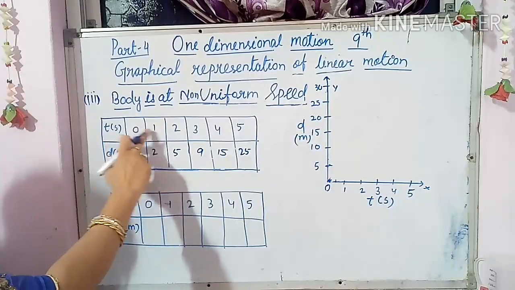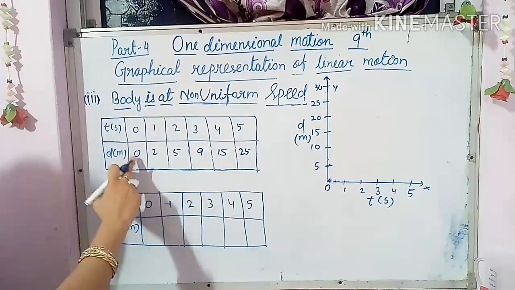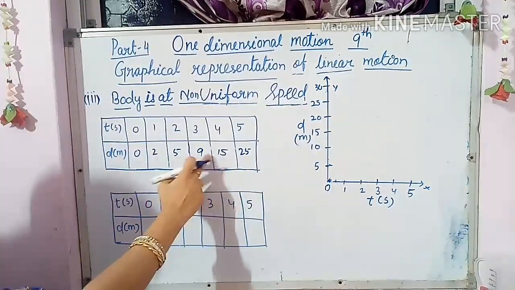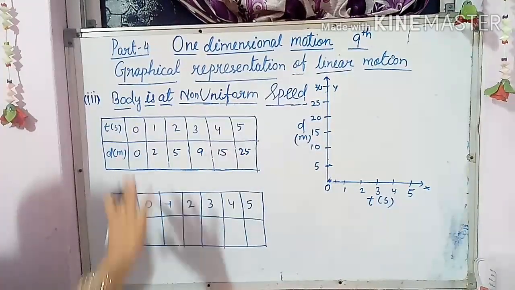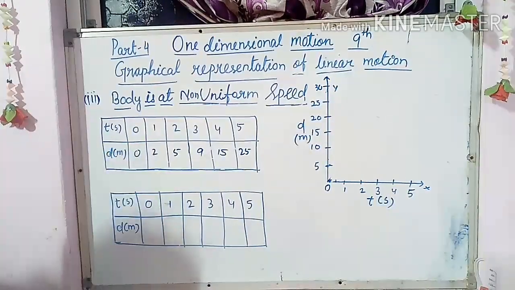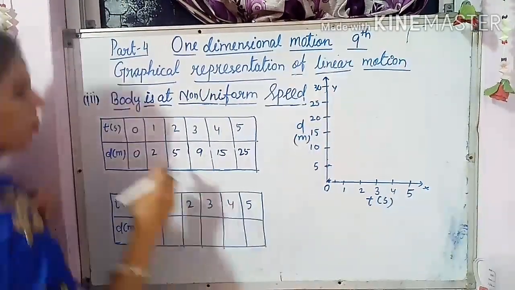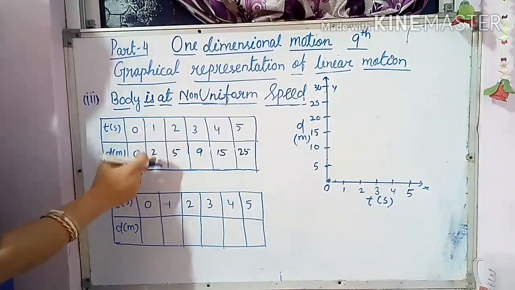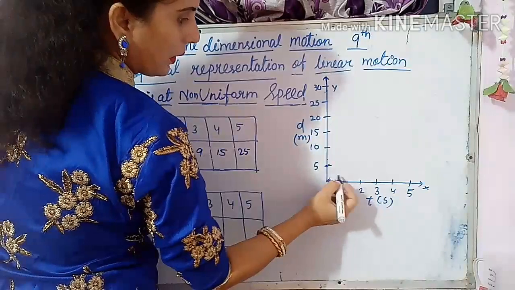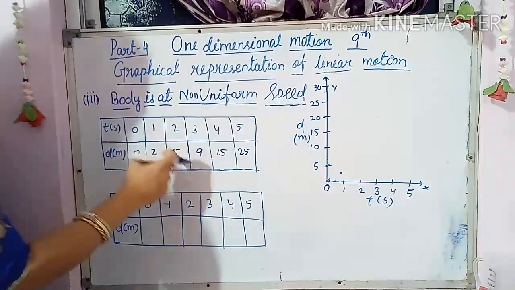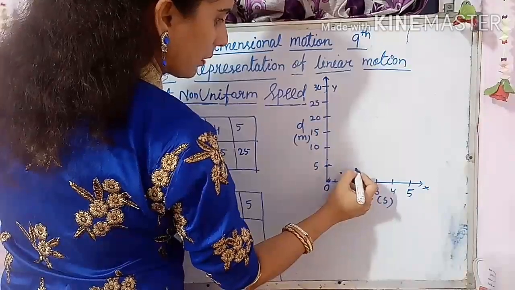See here, the time interval is the same, 1, 1, 1, but here see 0 to 2, that is 2; 2 to 5, that is 3; 5 to 9, that is 4; 9 to 15, that is 6; 15 to 25, that is 10. So the distance traveled is different, but all are increasing only. So how will the graph come? Now let's draw. Suppose it starts at 0. In 1 second it will come to 2. Now in 2 seconds it is 5, so here it will come 5.